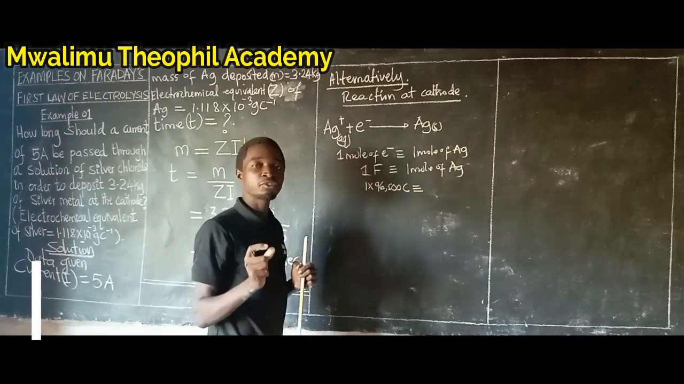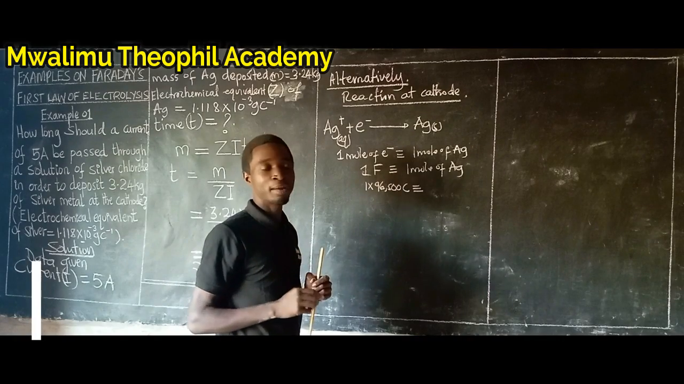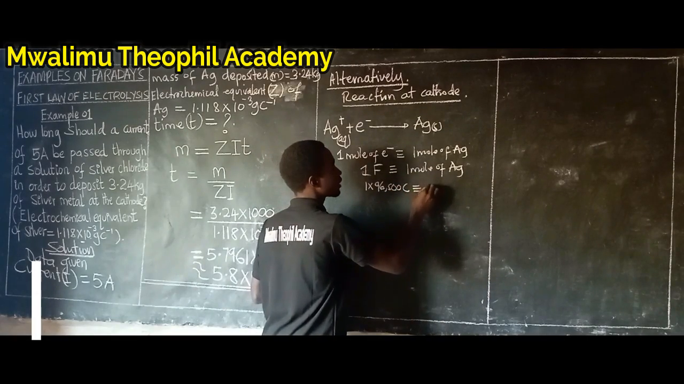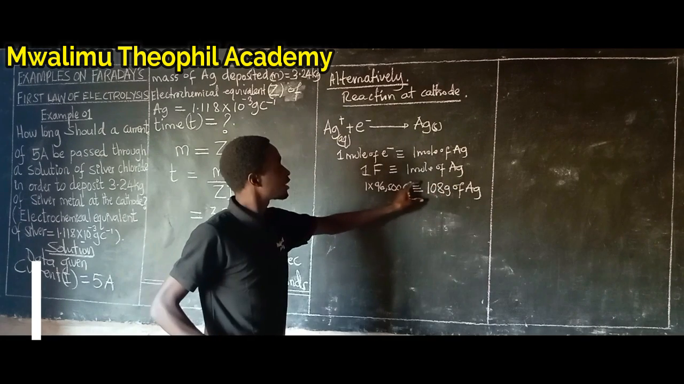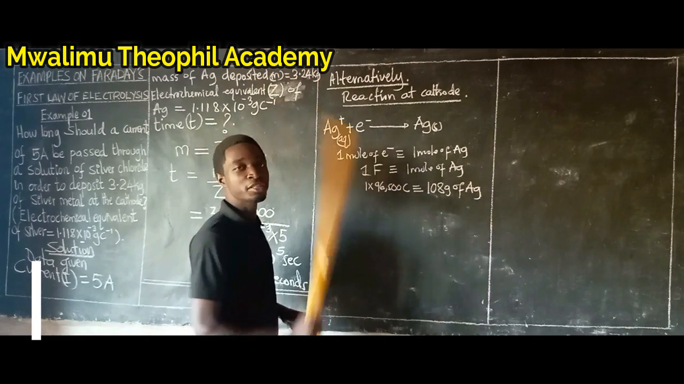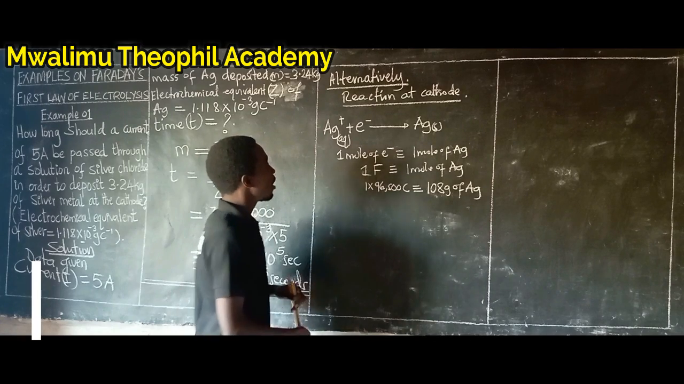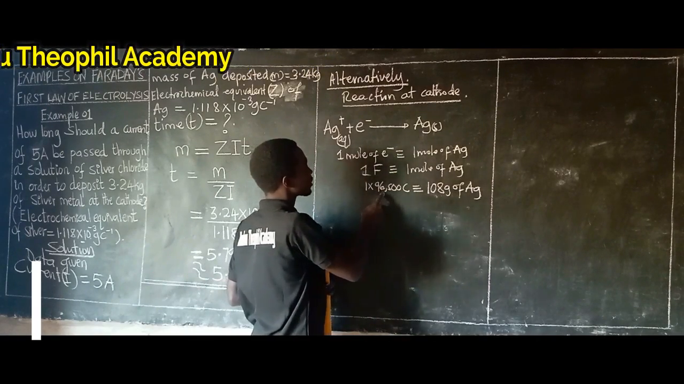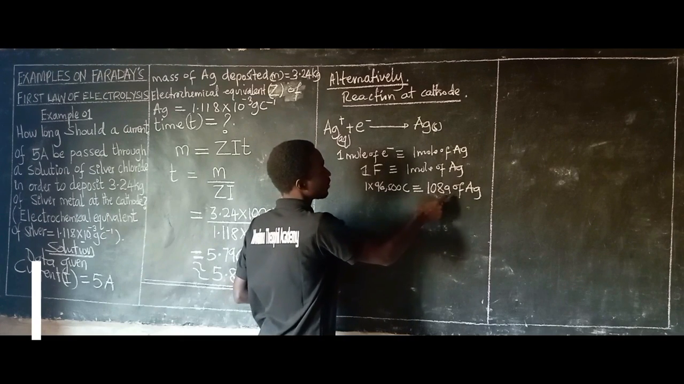But also, you have to remember that 1 mole of silver is equal to 108 grams. So instead of writing 1 mole of silver, I am going to write 108 grams of silver. Why have I changed it to mass? I have changed it to mass so as to compare with the given amount, which is in terms of mass. Now, let us see the way we do. So, 1 times 96,500 coulombs is equivalent to 108 grams of silver.